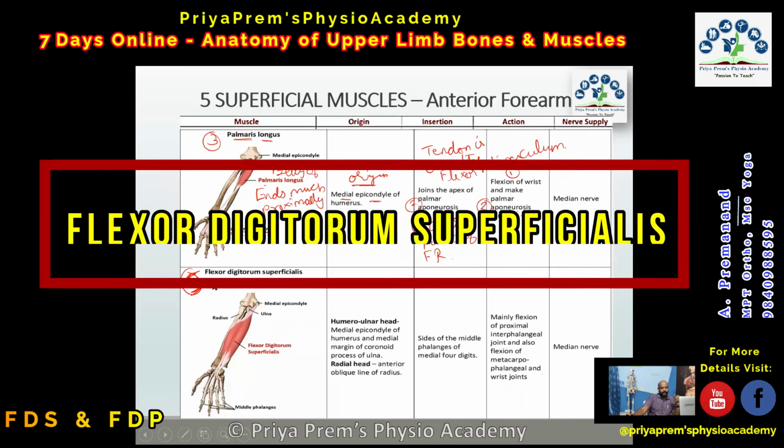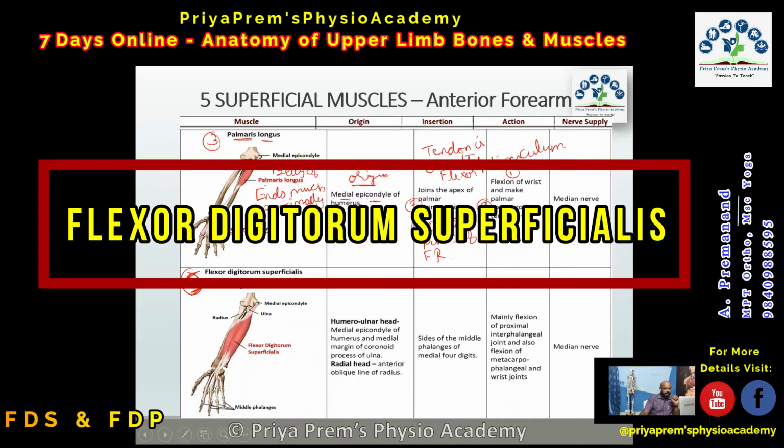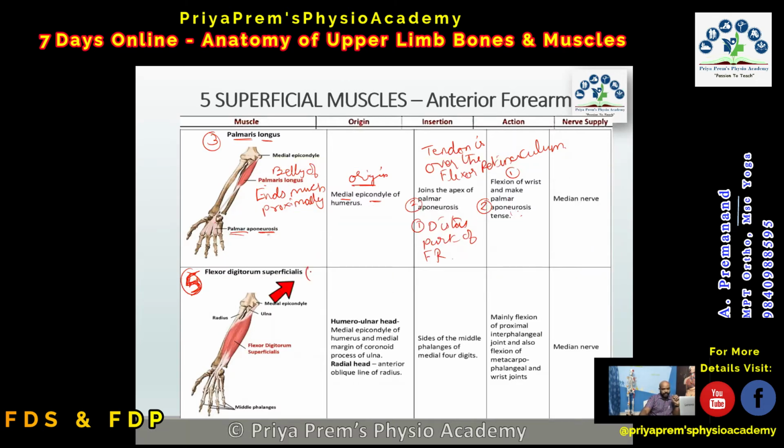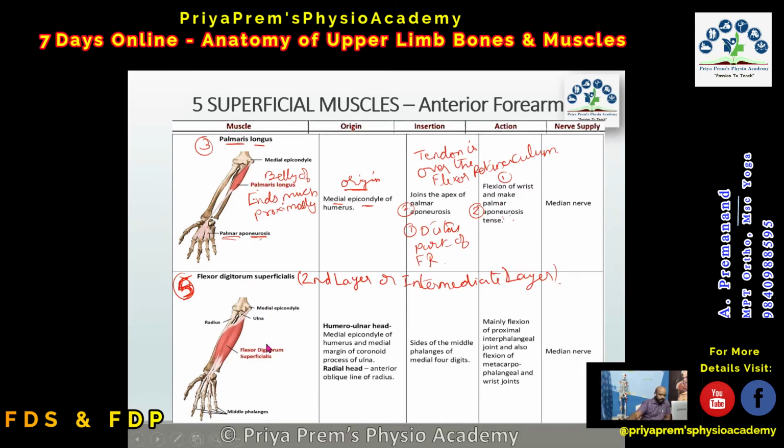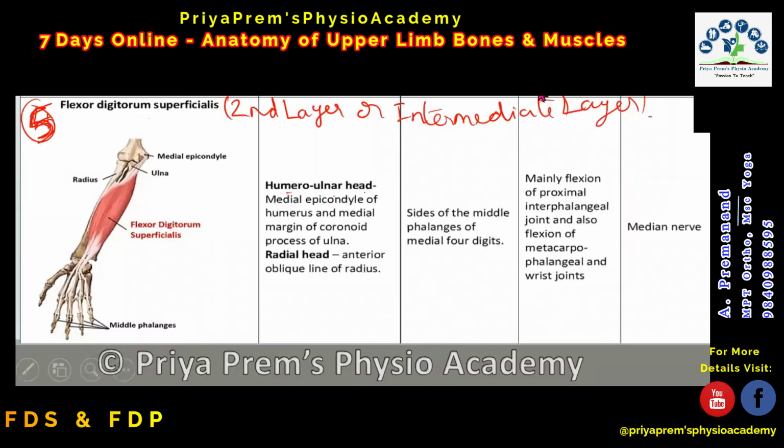Now let me come to the 5th muscle, flexor digitorum superficialis. This is going to be the second layer. Can I write it as second layer or intermediate layer? Flexor digitorum superficialis is a broad muscle. It arises from the medial epicondyle of the humerus, that is from the humeral aspect. From the ulna, it comes from the medial margin of the coronoid process. Thirdly, do you remember there is the anterior oblique line?